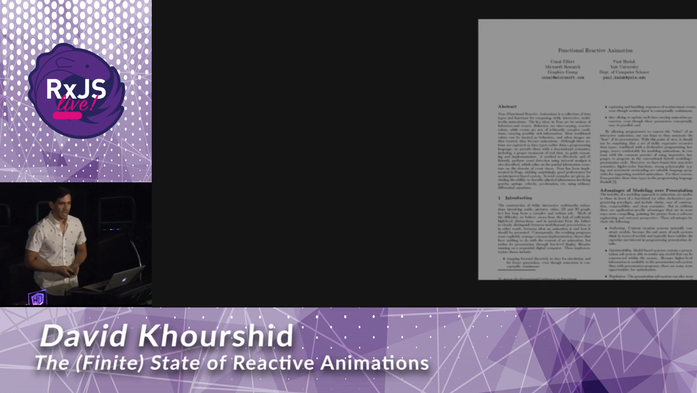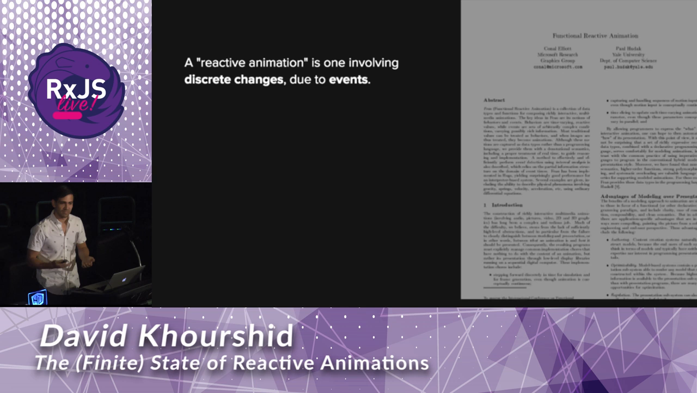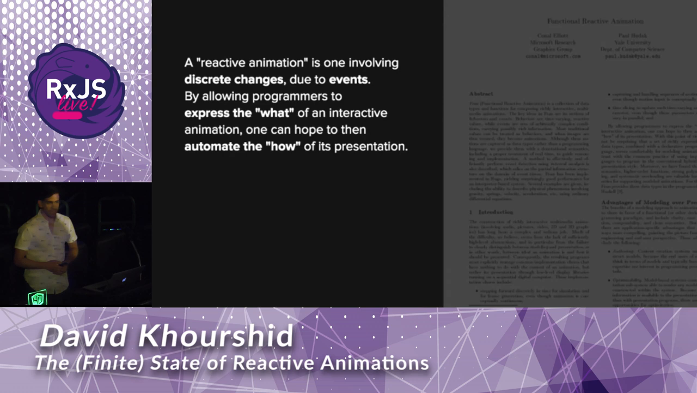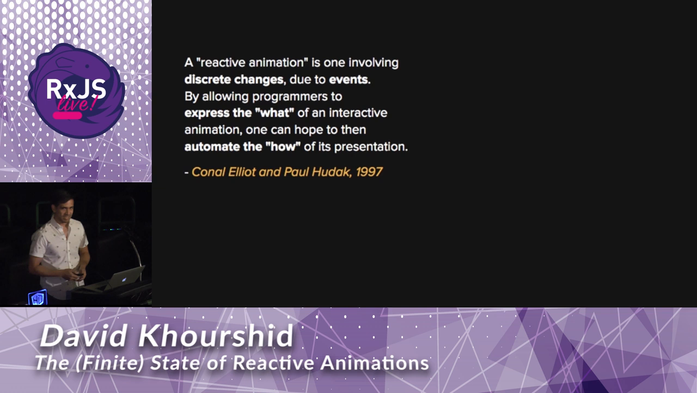When I was looking up RxJS, I saw that there was already this concept, as talked about at the beginning of the day, called functional reactive animation, or FRAN. The paper that I read said it was one involving discrete changes due to potentially continuous events. By describing these functional reactive animations, we could express the what of an animation, and using that, we can automate the how, or the implementation details of how that works. This idea was really intriguing to me, and it's an old idea dating back from 1997.